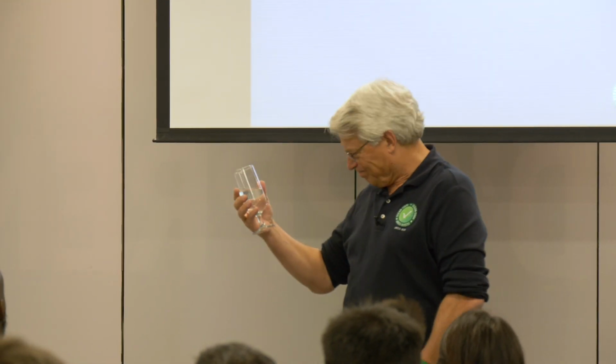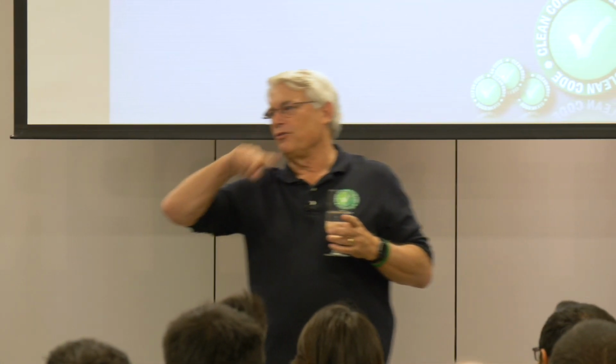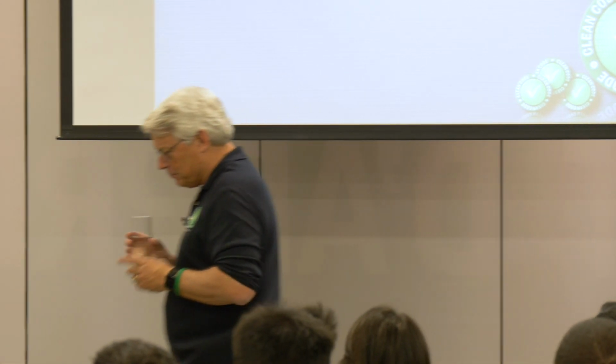Water. What's the chemical formula? H2O, which means? Two hydrogens, one oxygen in a single molecule. The molecule looks like Mickey Mouse. That big oxygen molecule in the middle, two little ears on the side, those are the two hydrogen atoms.